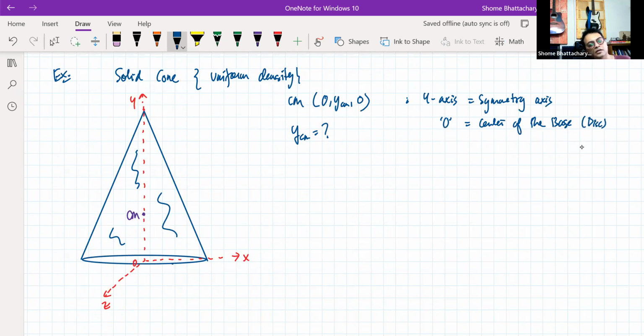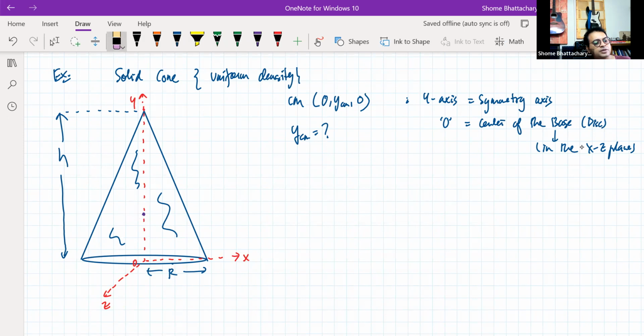And this lies in the xz plane. So let's say the base radius is R and the vertical height of the cone is h. Now we're going to see something very interesting, that when we finally get the result, the y coordinate of the center of mass surprisingly does not depend on the radius of the base. It only depends on the height. So that's something that at least I would think is not that intuitive.